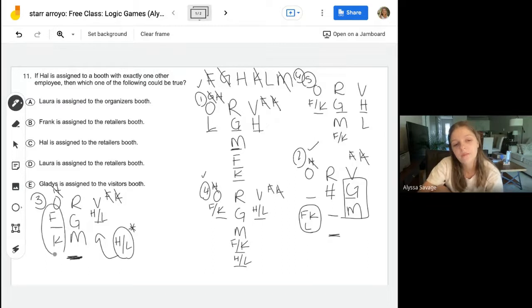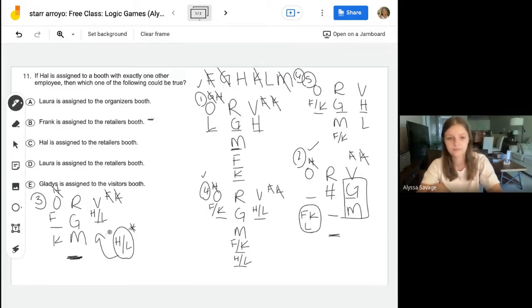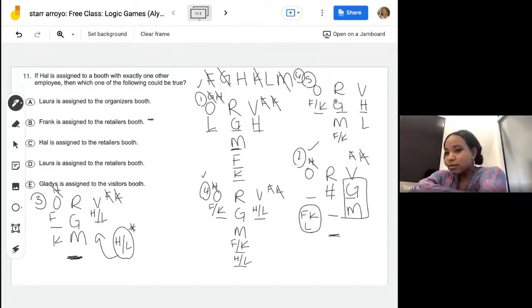Then I thought, well, could I move F and K? And I could force one of them to come over and outweigh R or outweigh V. So yeah, then B would become our answer because F could be assigned to the retailers. Ooh, confusing.